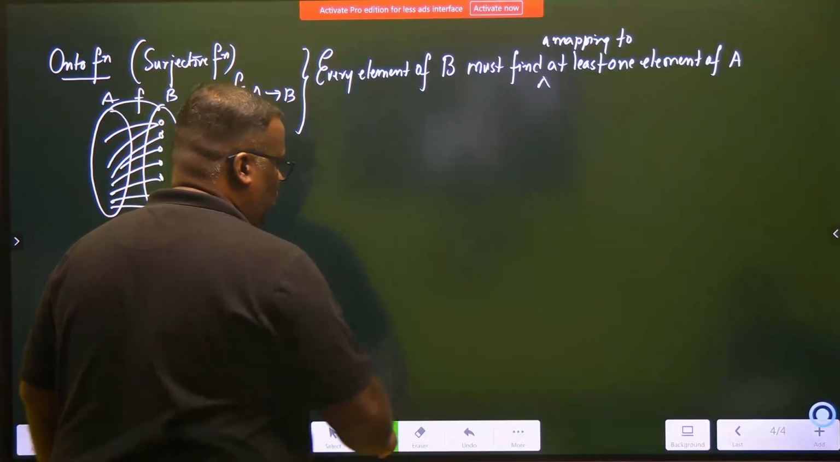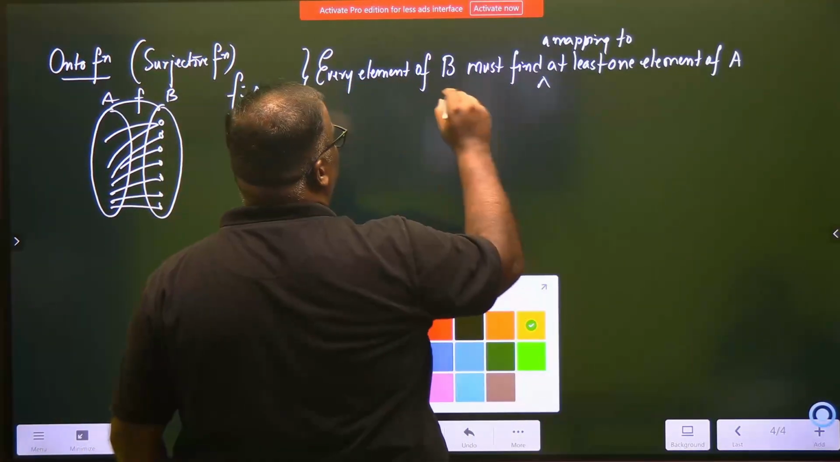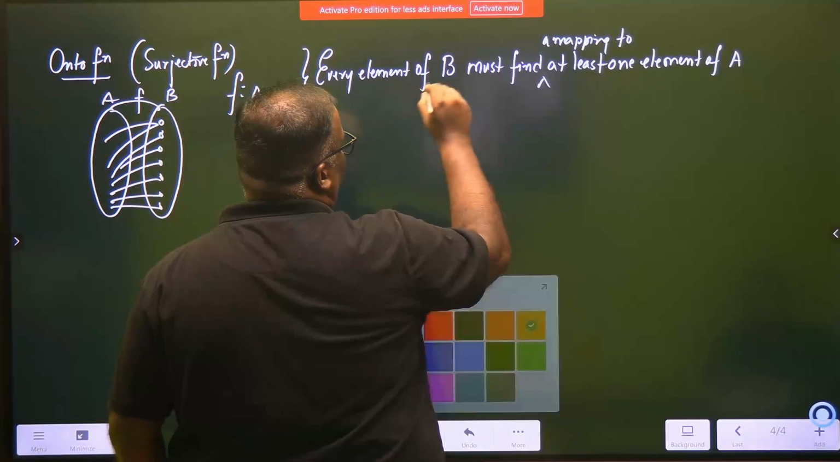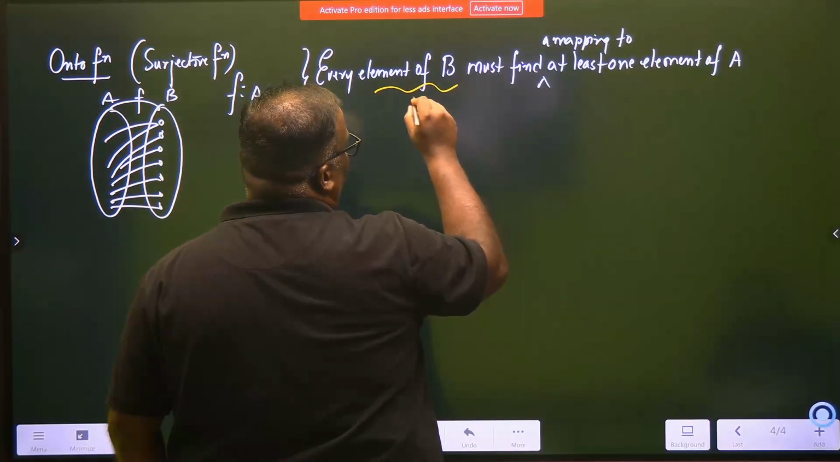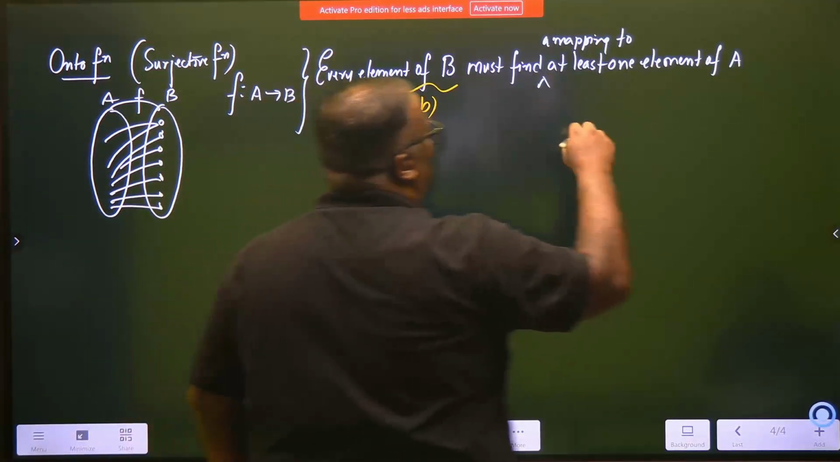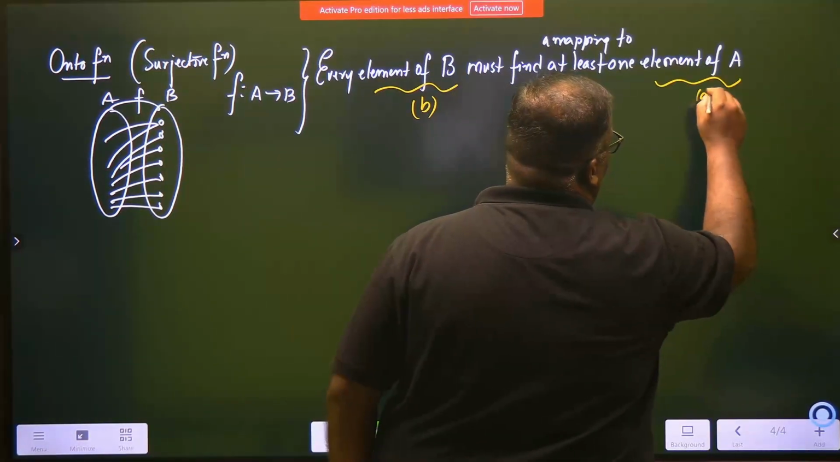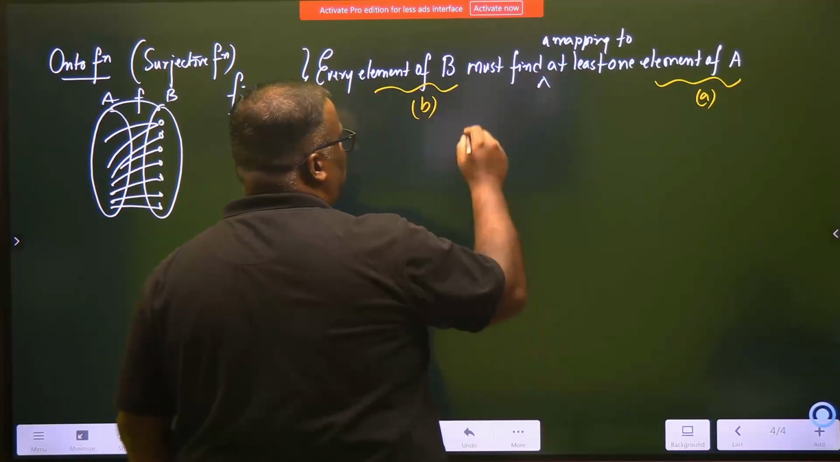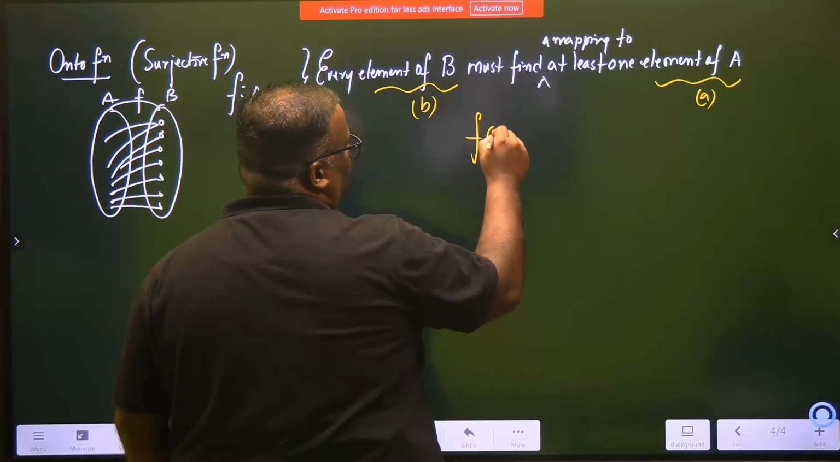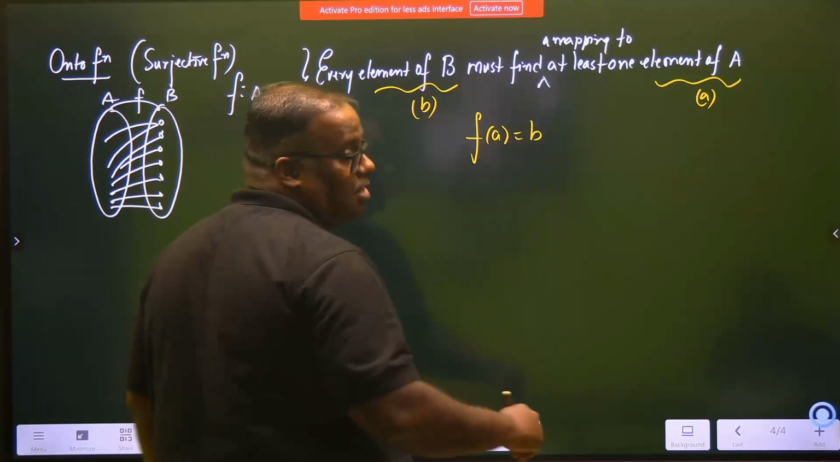So a little bit more interesting now. Every element of B, such that that element is a small b, must find at least a mapping to one element of A, such that A, based on which you can develop the relationship that f of A is equal to B.